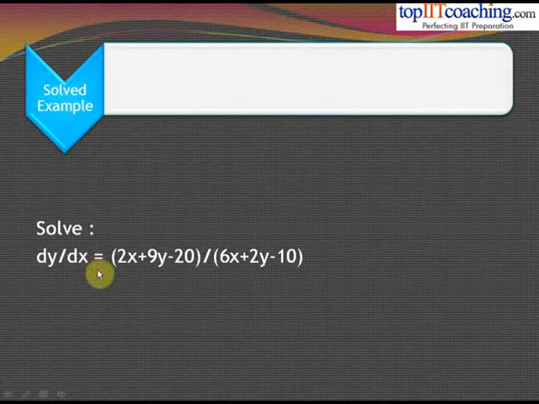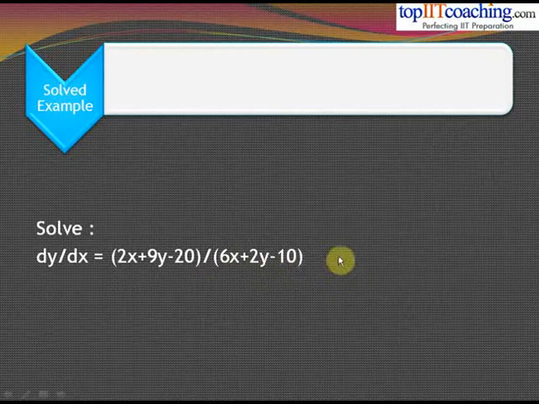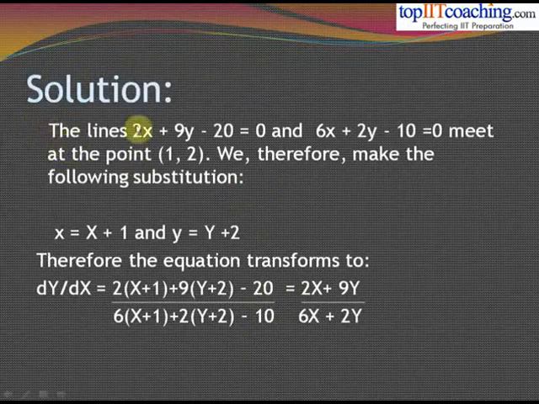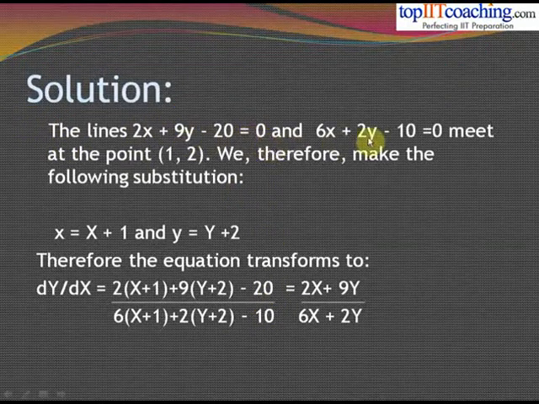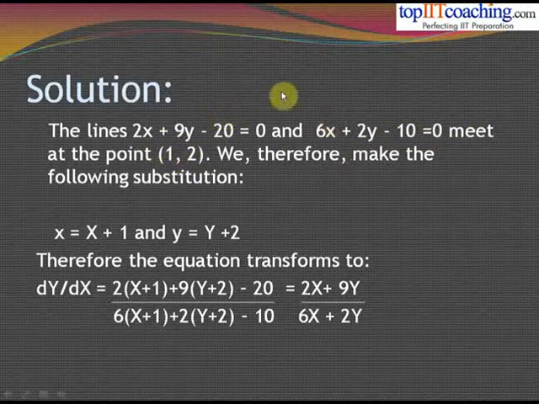Solve the differential equation dy by dx equal to 2x plus 9y minus 20 divided by 6x plus 2y minus 10. Now we see that the differential equation is not of the homogeneous type, but it is of a form that can be easily converted to a homogeneous form. How? Let's try to solve this. The lines 2x plus 9y minus 20 equal to 0 and 6x plus 2y minus 10 equal to 0 meet at the point 1, 2. If we solve these two equations, we get the point of intersection as 1, 2.